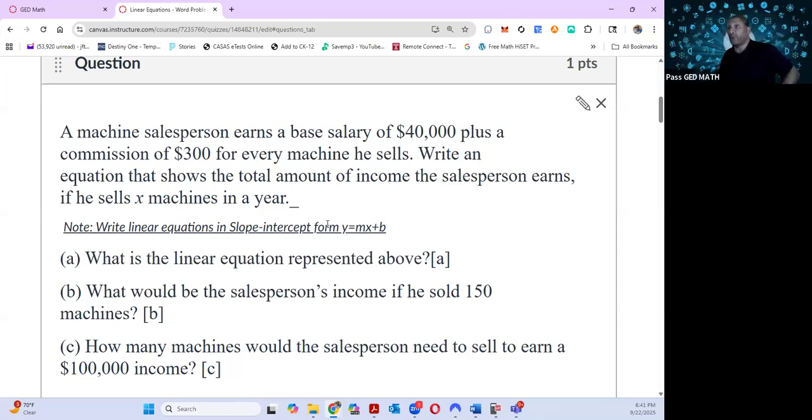A machine salesperson earns a base salary of $40,000 plus a commission of $300 for every machine he sells. Write an equation that shows the total amount of income the salesperson earns if he sells x machines in a year. Write linear equations in slope-intercept form, y equals mx plus b.